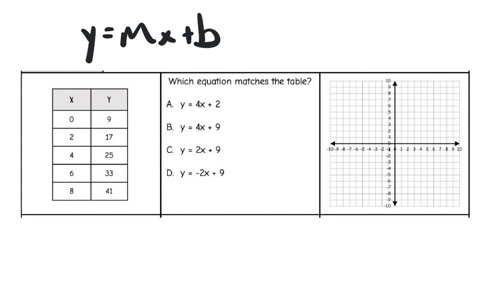I also know that m is slope and the b is going to be y-intercept, where it crosses the y line. So looking at the table, my y-intercept is going to be when x is 0. So x is 0 and y is 9. So I know right offhand that b is going to be 9. So now I need to figure out what m is.